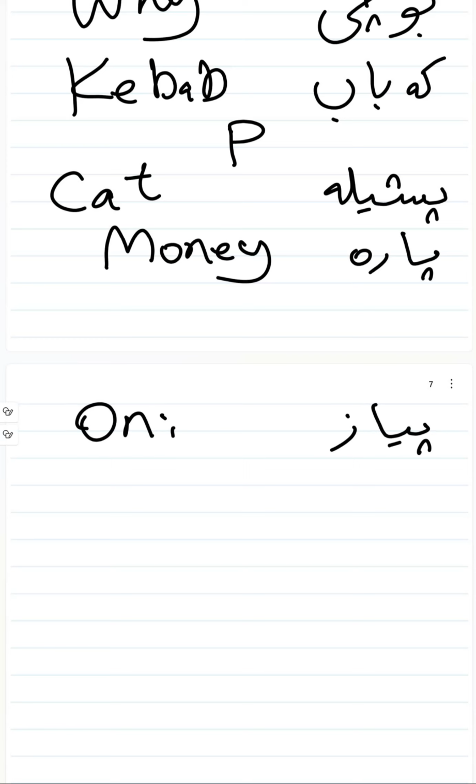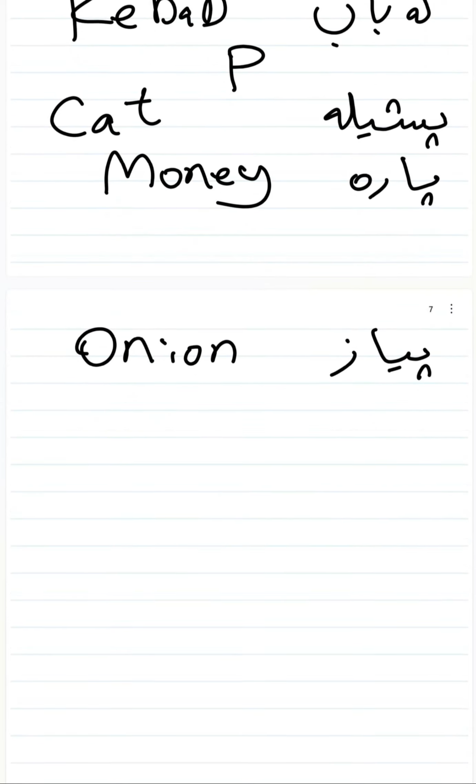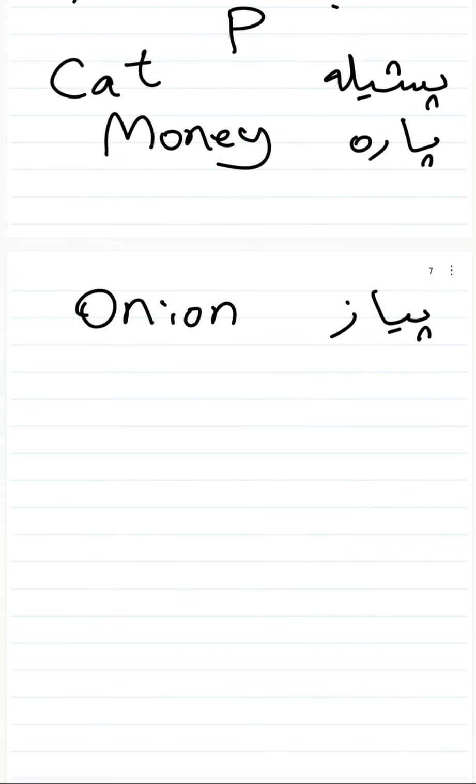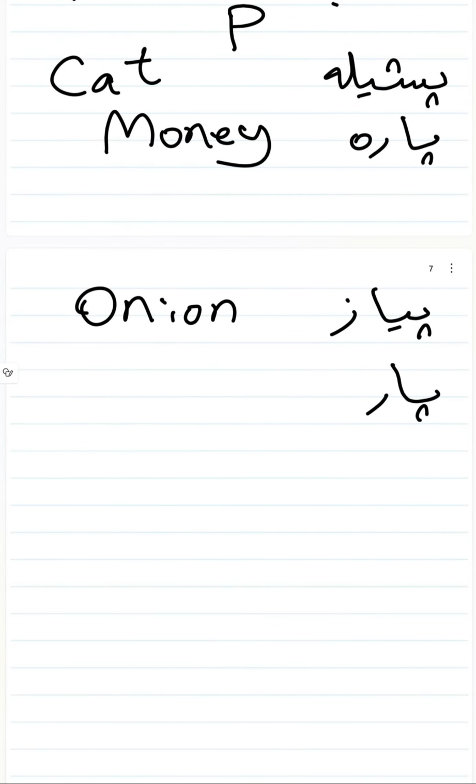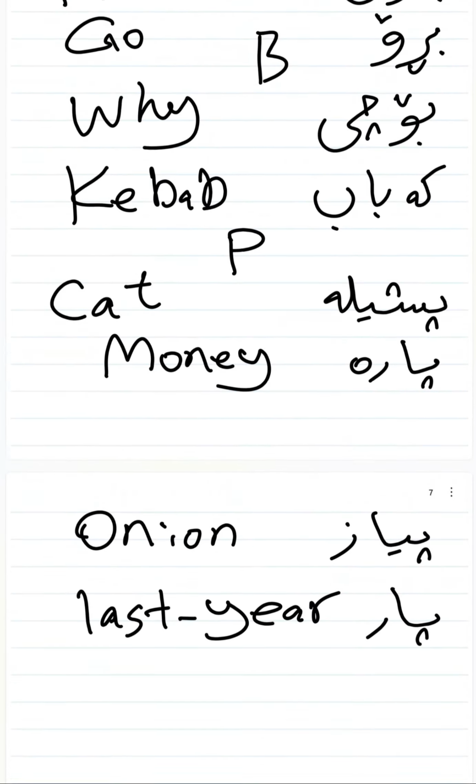which means onion. For those of you that like onion, in case you need to go to the market in Kurdistan to buy some piaz. And then we had par, which means last year. So if you tell somebody in Kurdish that I was in Kurdistan last year, you say par من لکردستان بوم. Last year I was in Kurdistan. Okay, last year, right? Okay, so let's stop here.